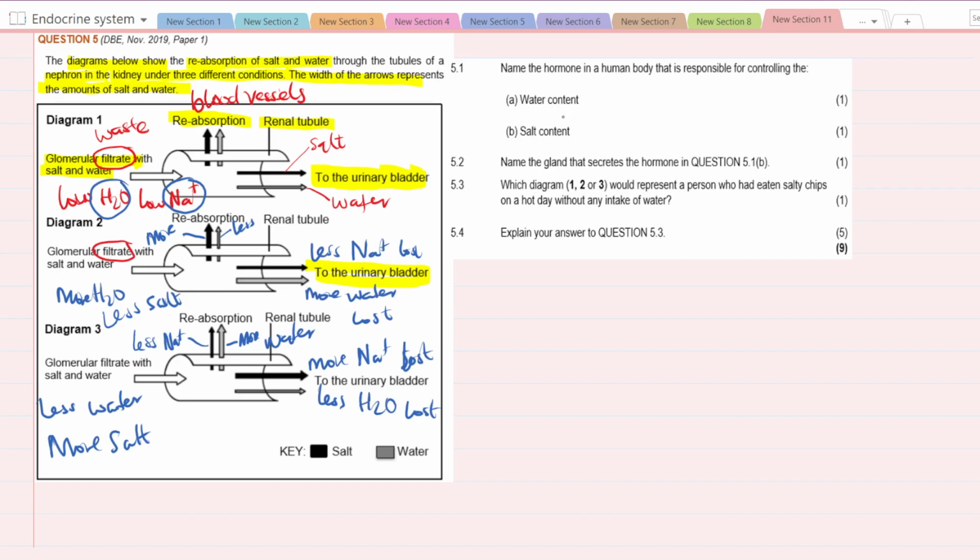So let's go to question number 1. They say name the hormone in the body that is responsible for controlling the water content. Water content is controlled by ADH. ADH is your antidiuretic hormone. And then salt content is controlled by aldosterone.